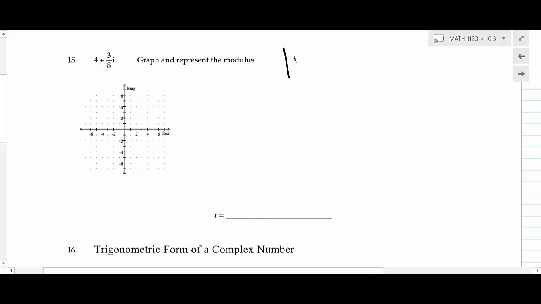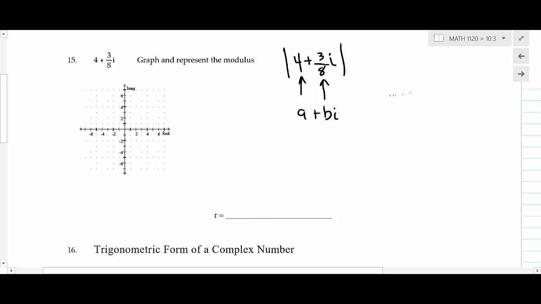Okay, so let's write down what we're doing. We're doing the absolute value of a complex number. Now this time I'm just going to use the formula, because a complex number has the form a plus bi. So a is going to be 4 in this problem, b is going to be 3/8.